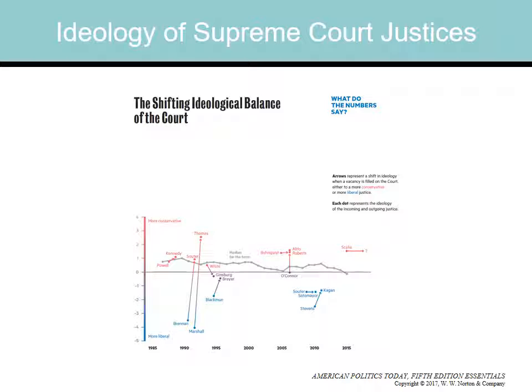Many people said that replacing Scalia would drastically alter the ideological makeup of the court, given the 4-4 split of the court between liberal and conservative justices. What do you think?